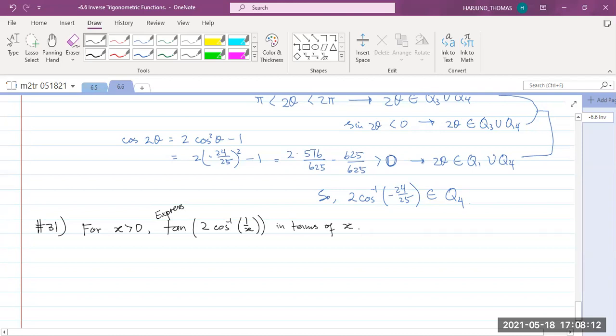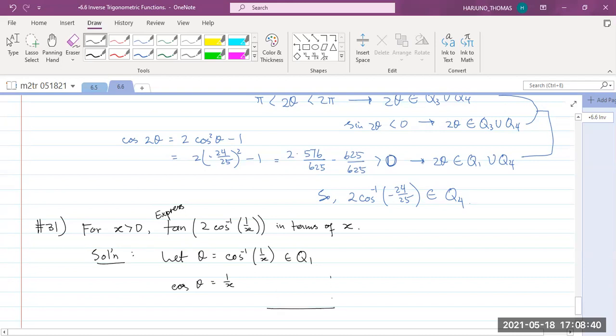Actually, we do exactly the same thing. Nothing really changed. Instead of using real numbers, we now use variables, right? Let theta equal cosine inverse of 1 over x. And because x is positive, theta must be in quadrant 1. Cosine theta equals 1 over x.